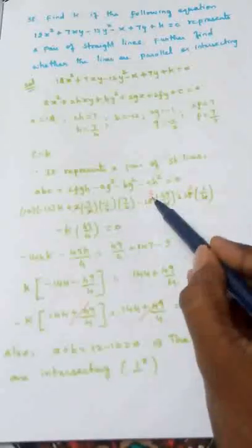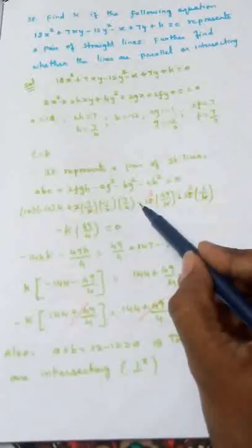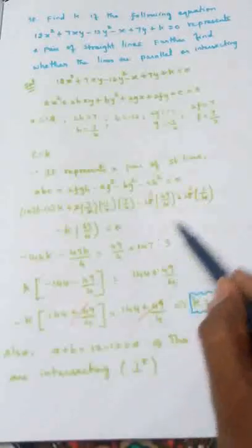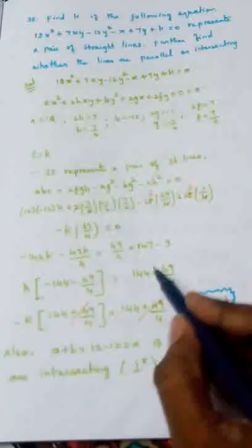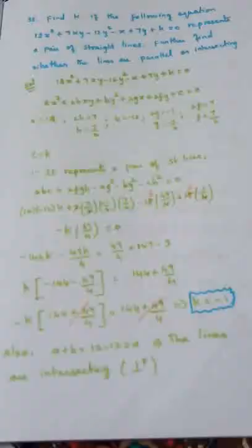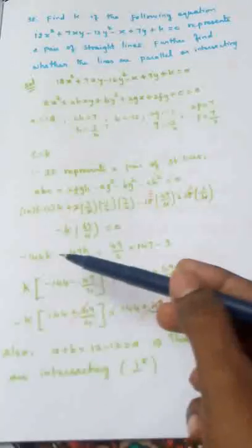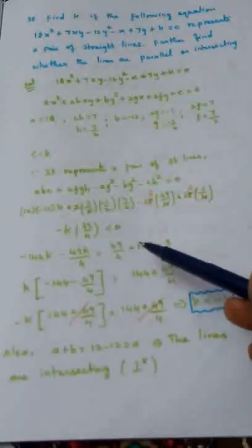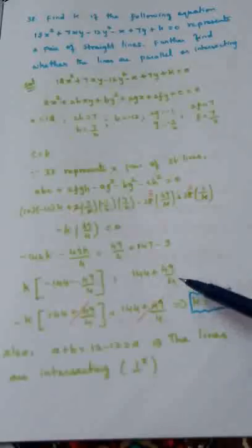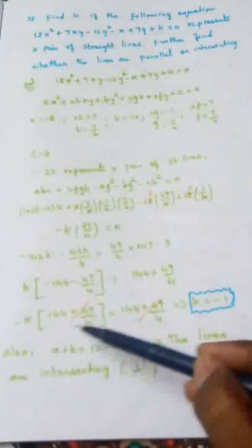Similarly, cancelling 4 and 12, 3 into 49 is 147 with minus symbol. Going to the other side, plus 147. Cancelling, plus 3 comes here. So on the other side, minus 3. When I subtract these two, 144. Yes or no? 147 minus 3. Similarly, here, taking k as common from these two, you will get this. And this is 144 and 49 by 4. From this, the minus sign is again taken outside. So you will get this.